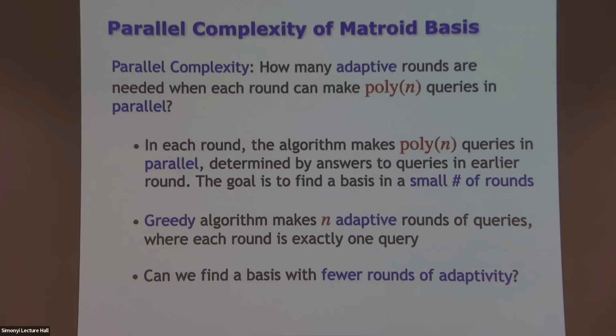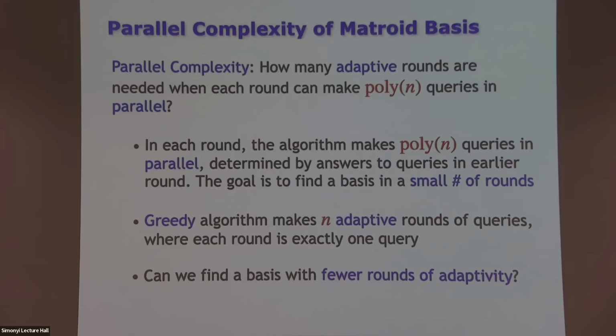And so if we just think back to this greedy algorithm that we saw on the previous slide, the greedy algorithm is really making n adaptive rounds of queries. Right? And in this setting, we even have that each round is exactly one query. Right? And this is because the query in round i depends on whether or not you included element i minus 1 inside the candidate basis B.